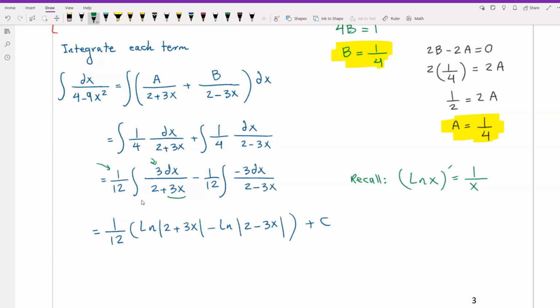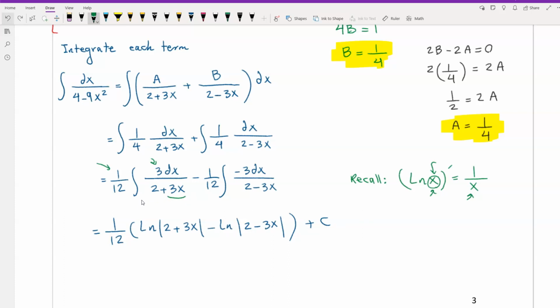Recall that the derivative of ln, or natural log, where the variable is x, is equal to 1 over x. So the derivative of that part is 1 over exactly what you have here, so write that in the denominator. So this is the same natural log of 2 plus 3x. When you find the derivative of that, it will be 3 over 2 plus 3x. So this is exactly what we have here on this part.